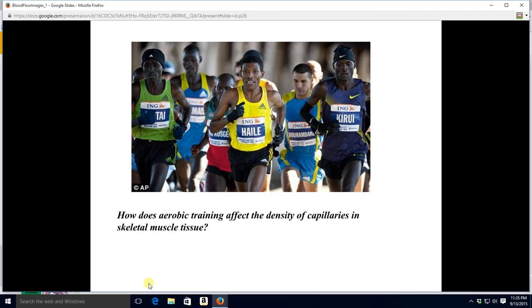All right, what do you think aerobic training does to the density of capillaries in skeletal muscle tissue? I will leave you with that question. And thus concludes lecture number 2.